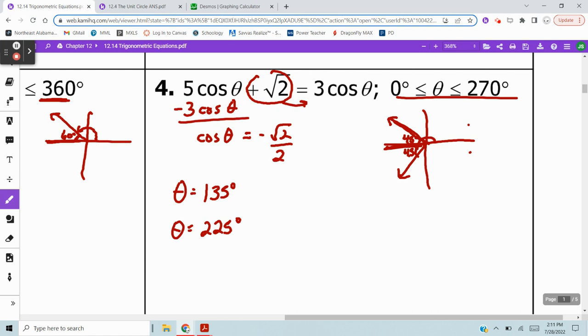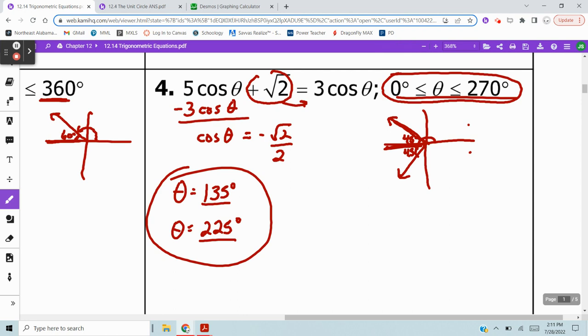And again, those answers will repeat every 360 degrees. So I could add 360 here. I could subtract 360. I could do the same thing here, and it gives me additional answers. But I'm only looking for the answers between 0 and 270. Both of those answers are between 0 and 270. And if you add 360s, then they're going to be too big.